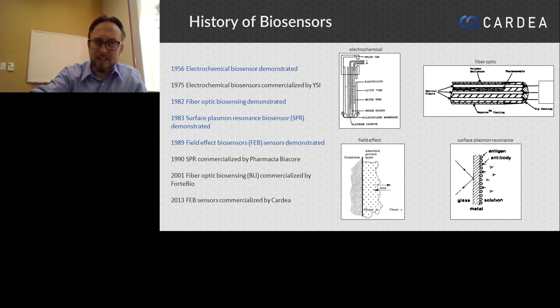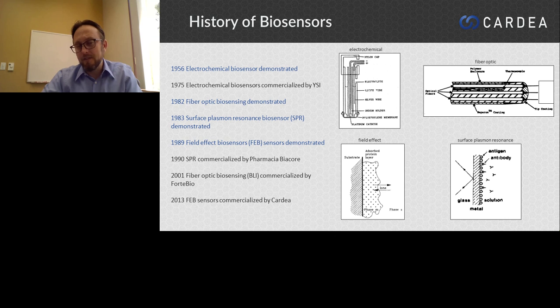So you can see here, most of the commercialization in biosensors was done relatively recently. So 1990 was when SPR, surface plasmon resonance biosensors, were commercialized by Pharmacia Biocor. This was the first big use of biosensors outside of the electrochemical biosensors that were first developed in the 50s. And since then, there have been commercial launches of fiber optic biosensors and now field effect biosensing biosensors.